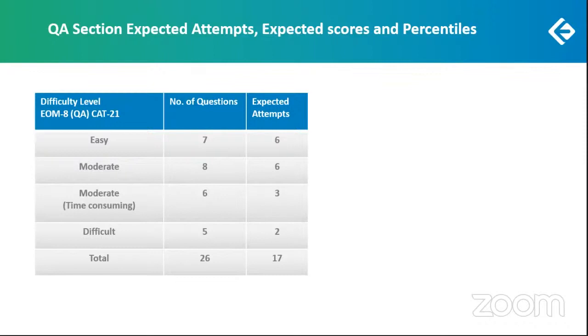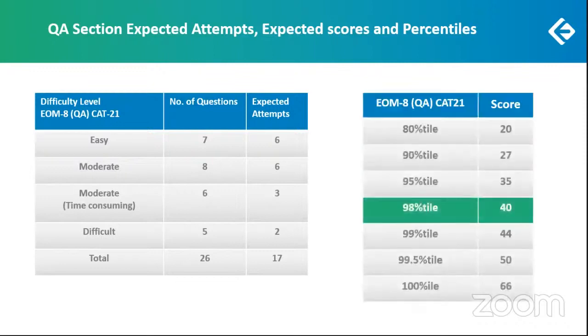So all in all, from 26 questions, we expect you to attempt around 17 questions with 80 to 85% accuracy, which comes to roughly 14 attempts being correct versus 3 incorrect. If you get 14 correct and 3 incorrect, then your net score should be somewhere around 42 minus 2 to 3, which is 40 marks. And based on that, the 98 percentile is capped at 40 marks.